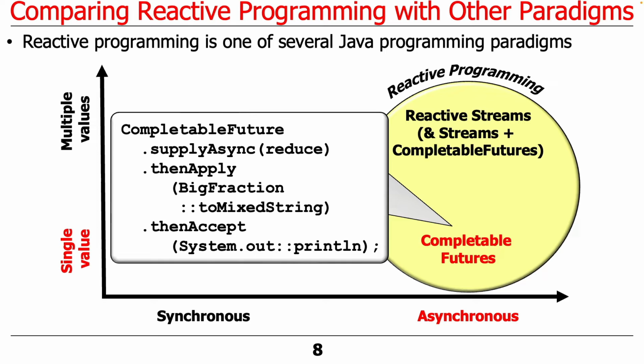You get a big fraction. You are going to go ahead and reduce it in the background. And when it's done being reduced, you're going to convert the improper reduced fraction to a mixed string or a proper fraction. And then you're going to go ahead and print it out.